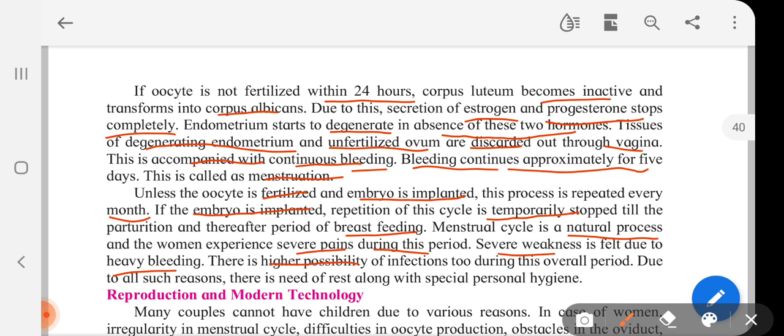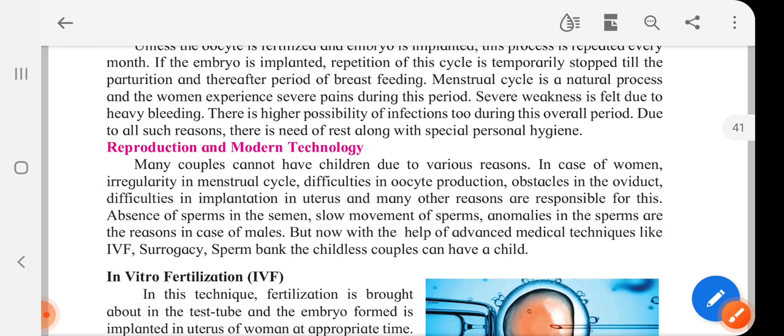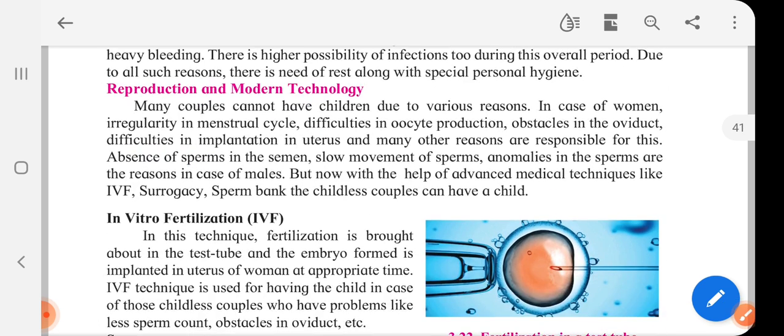There is a higher possibility of infection too during this overall period. Due to all such reasons, there is a need for rest along with special personal hygiene. So they need rest at this particular time, and they also need to maintain some special personal hygiene. So this was all about menstruation or the menstrual cycle.